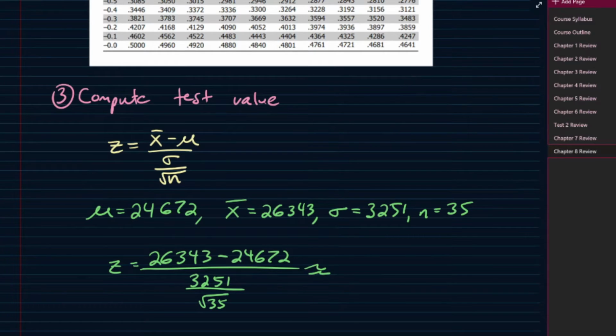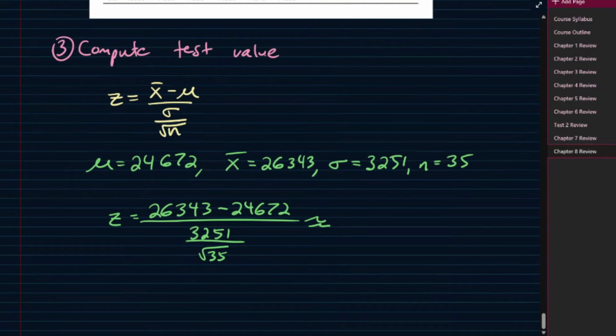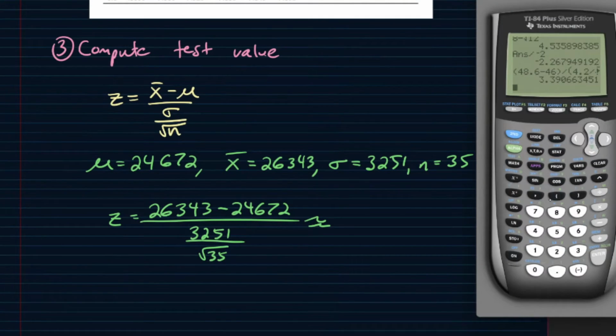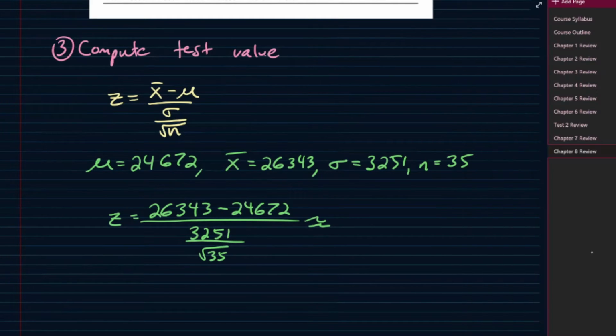What are we going to get here? Again, I'll just round to 2 decimals, making sure to use parentheses for numerator and denominator. 26,343 minus 24,672 divided by 3251 divided by square root 35. We end up getting 3.04. There's our test value. 3.04.